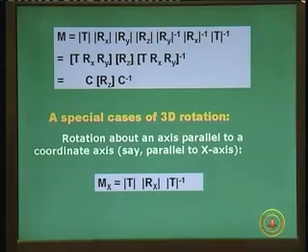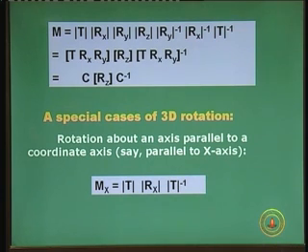To apply the Rx rotation, rotate about the x axis. A special case of 3D rotation: if you want to rotate about an axis parallel to, say, the y axis, apply the same T, apply Ry, and apply T inverse. Rotate about an axis parallel to the z axis, well, T again, Rz, T inverse. So, these are the 3 special cases again of 3D rotations. If you want to rotate about an axis parallel to any one of the 3 coordinate axes, that is easy to visualize. On the top of the slide here, you can see the generalized expression given, and that has been the main part of the course today.